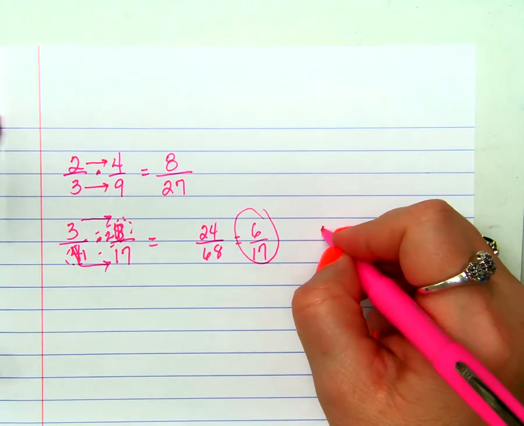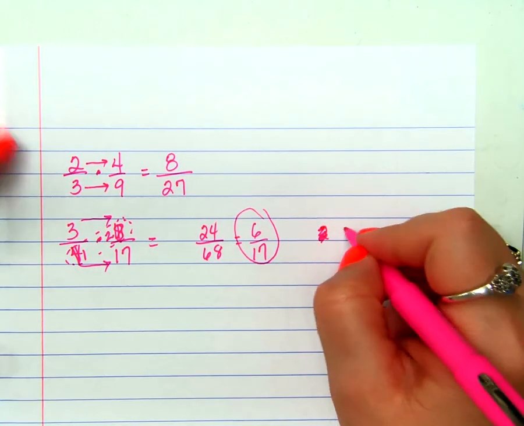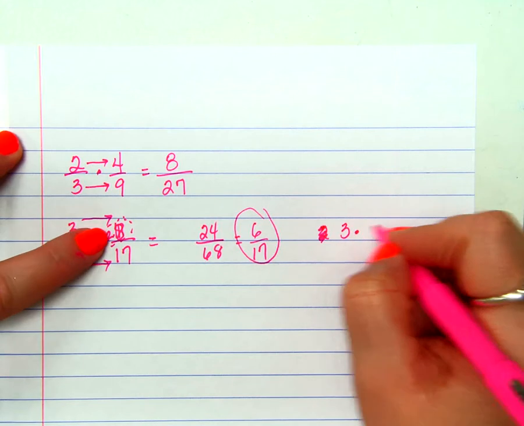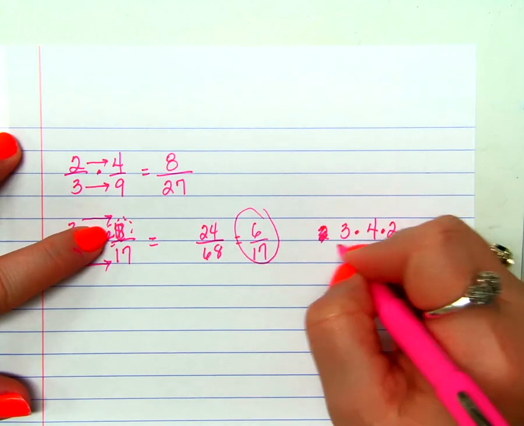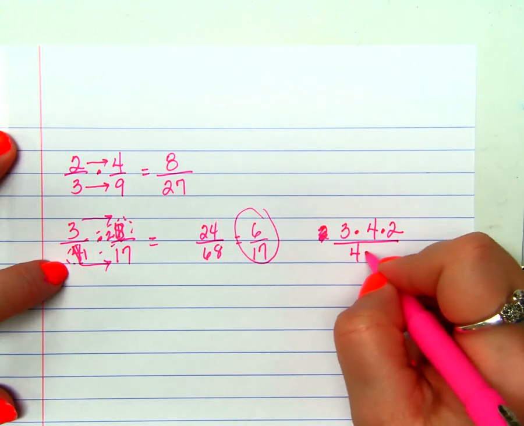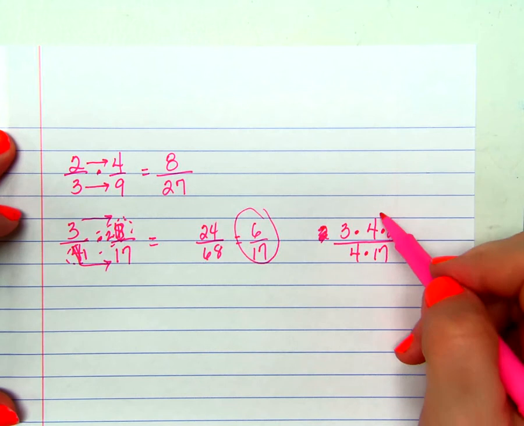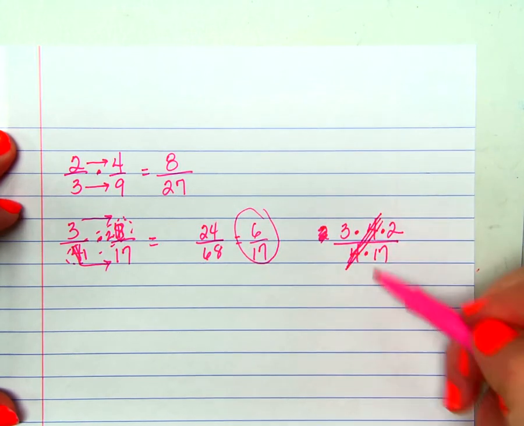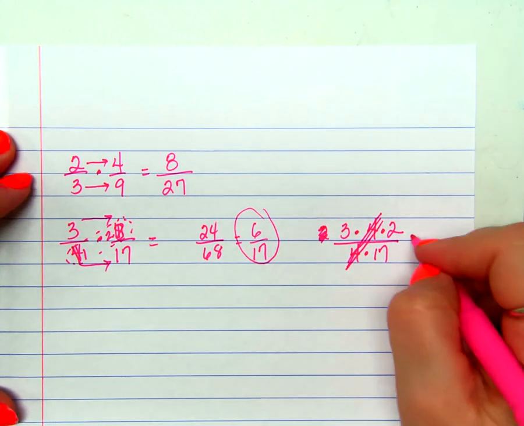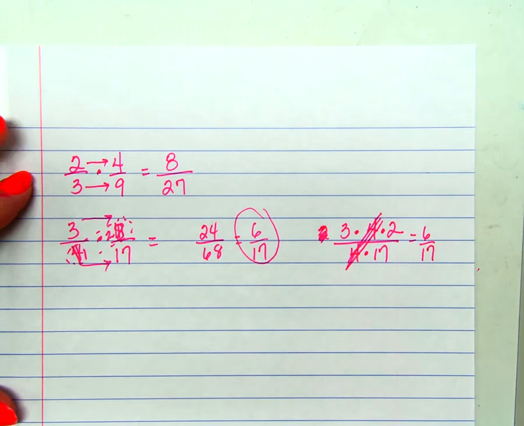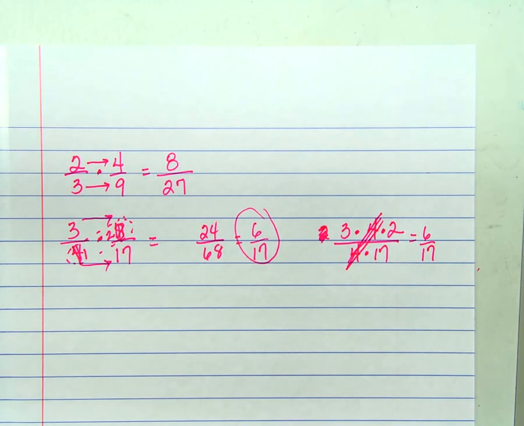The math that's going on behind the scenes here: I'm saying 3 times 8, but I know that 8 is really 4 times 2. And then I have 4 times 17 in the denominator. I can simplify common factors, okay, to get 6 over 17. I can simplify common factors, not the same number, if it's being added or subtracted, only factors, okay?